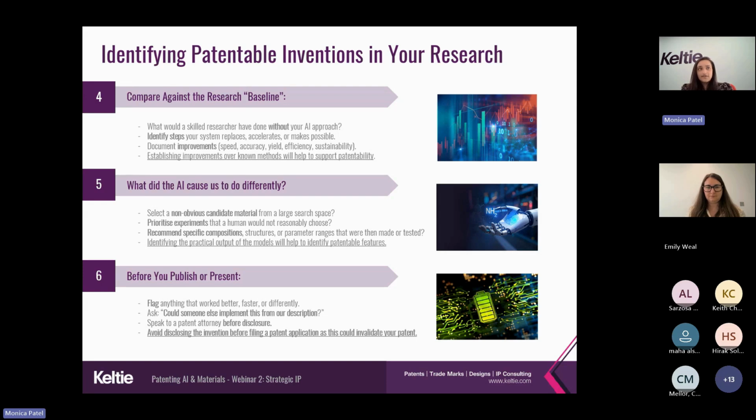So the key point here is avoid disclosing the invention before filing a patent application towards that invention. The reason that we want to do that is because if you disclose the invention before filing a patent application, then that disclosure could potentially stop the patent application from progressing to grant, because it could effectively count as prior art against your own patent application, and thereby invalidate your patent. So yeah, speak to a patent attorney before disclosure, and there's something to consider as you're going through.